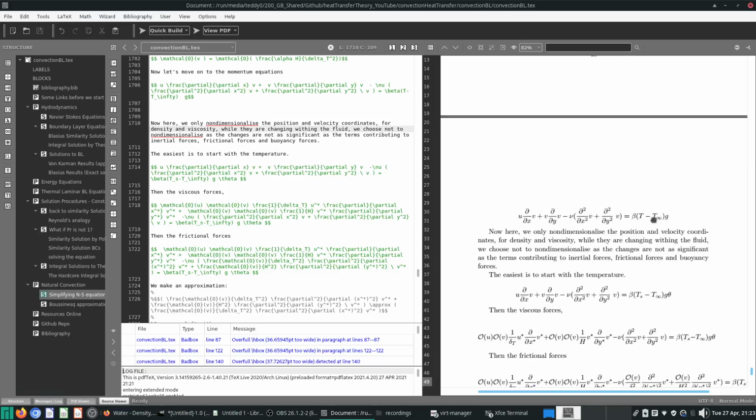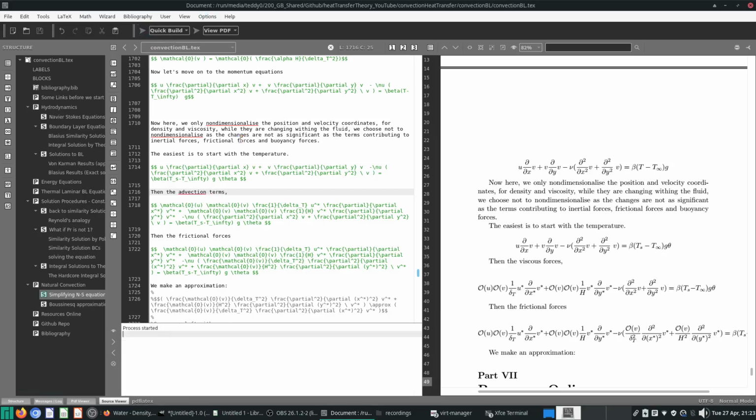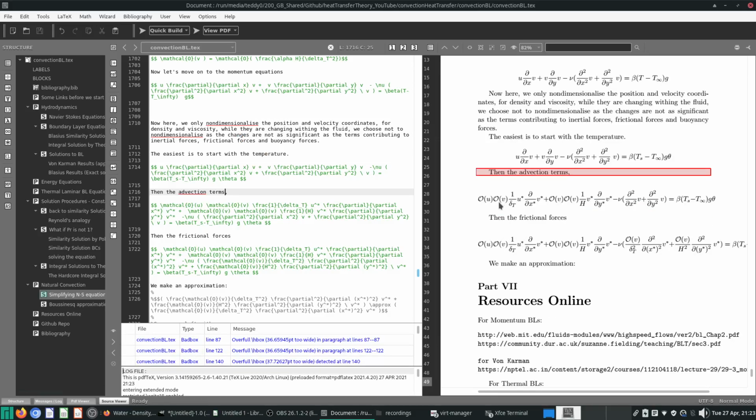So we can start with temperature. We replace T minus T infinity with theta times Ts minus T infinity. All the rest are not changed. Then we can do the viscous forces. Viscous and frictional forces are basically the same thing. I think I mistyped here, and let me put advection terms. Alright, that's a more accurate one. That's a typo there, or maybe I wasn't paying attention.